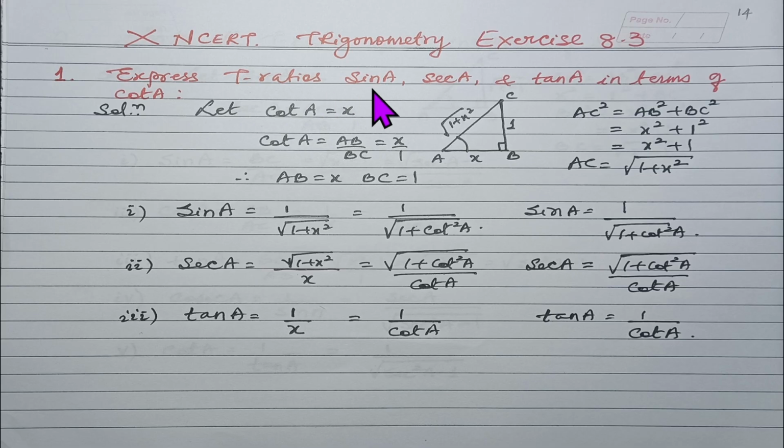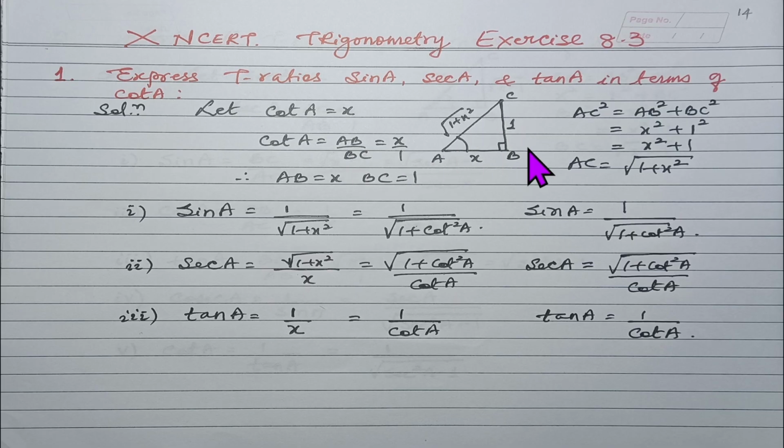That means we have to express sin A in terms of cot A, sec A in terms of cot A and tan A also in terms of cot A. Now, let us first assume cot A be equal to x. If cot A is equal to x, then cot A is equal to x upon 1, but also we know that cot A is equal to AB upon BC.